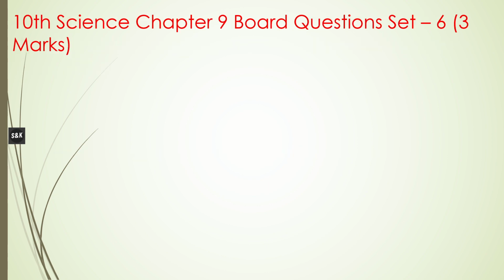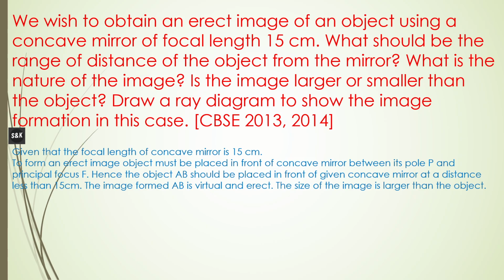Next, set 6, 3 marks. We wish to obtain an erect image of an object using a concave mirror of focal length 15 centimeter. What should be the range of distance of the object from the mirror? What is the nature of the image? Is the image larger or smaller than the object? Draw a ray diagram to show the image formation in this case.